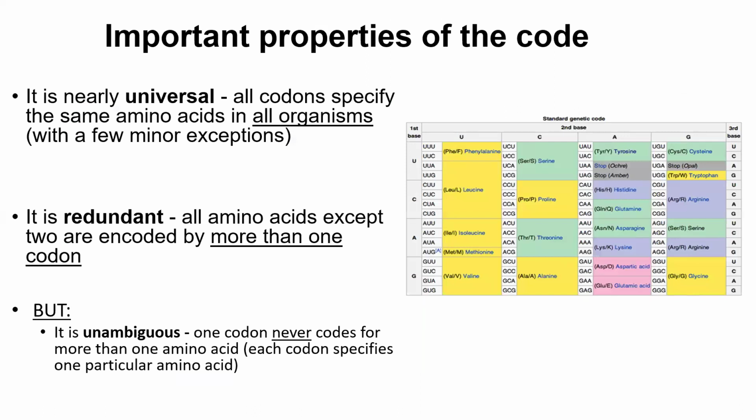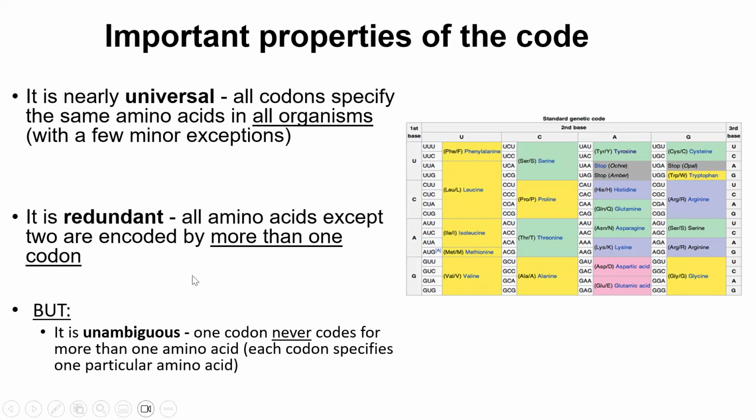So now a couple of things that you need to know about the genetic code itself is that it is nearly universal. All codons specify the same amino acids in all organisms, with a few minor changes among organisms.